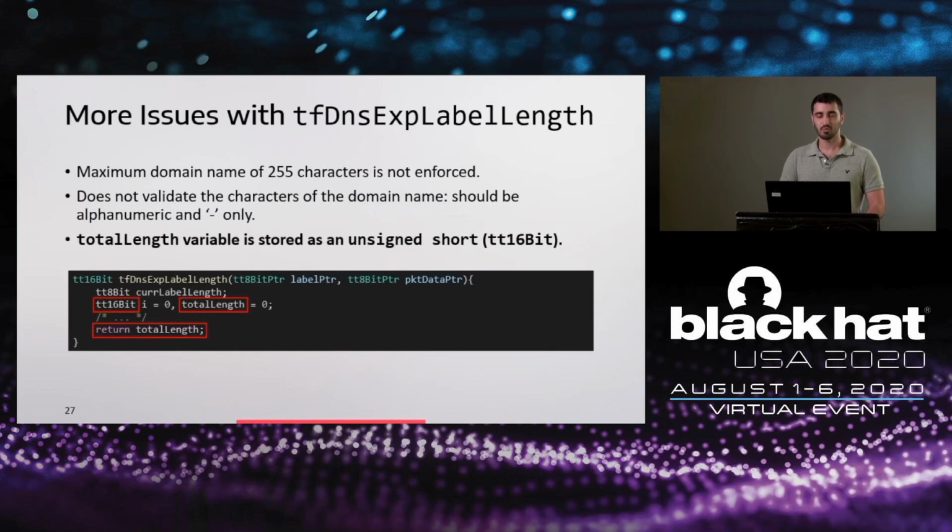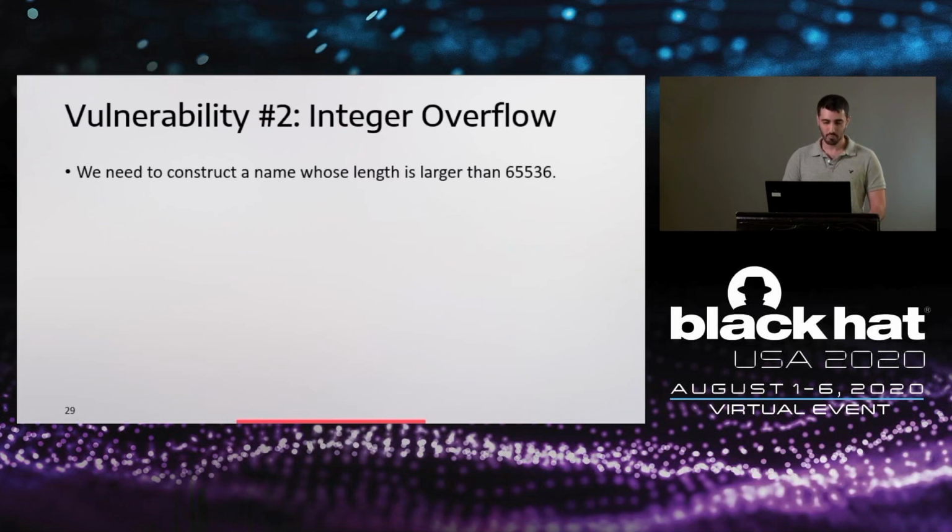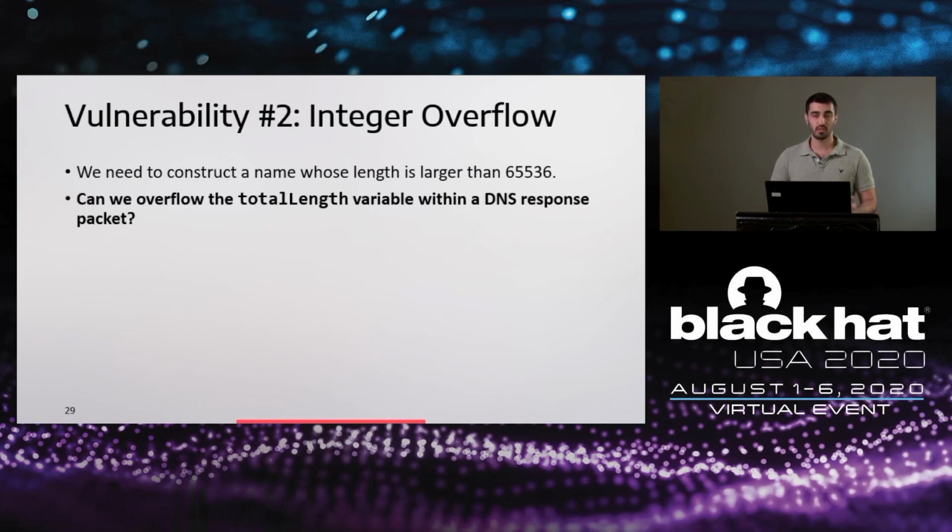And most importantly, the total length variable is stored as an unsigned short, 16-bit width, and this is also the return value of expand label length. So we will try to get our RCE by overflowing the total length variable. In order to pull this off, we need to construct a name whose length is larger than 64K. And we wondered, is it really possible? Can we overflow the total length variable within a single DNS response packet?